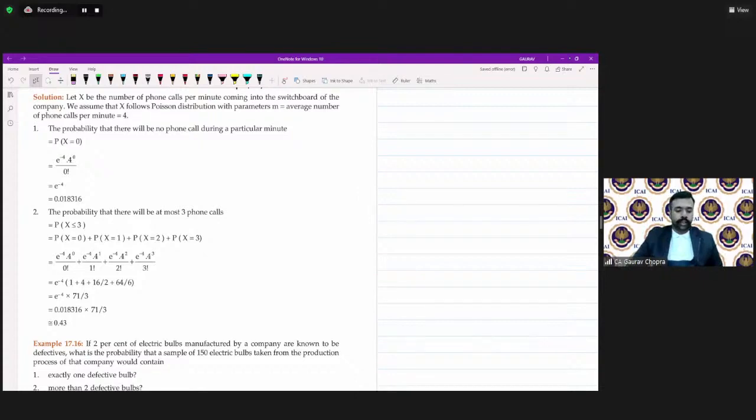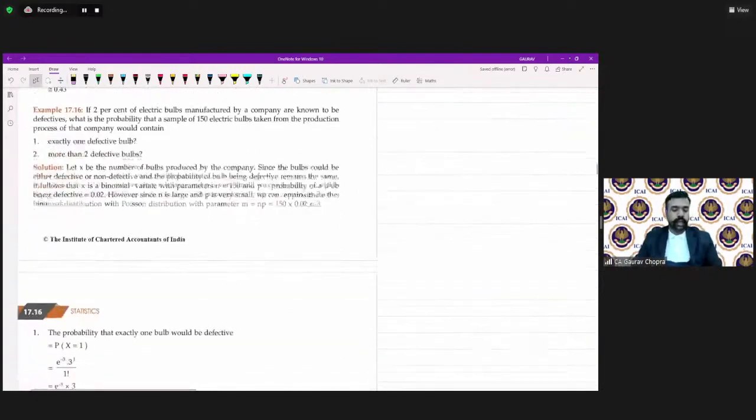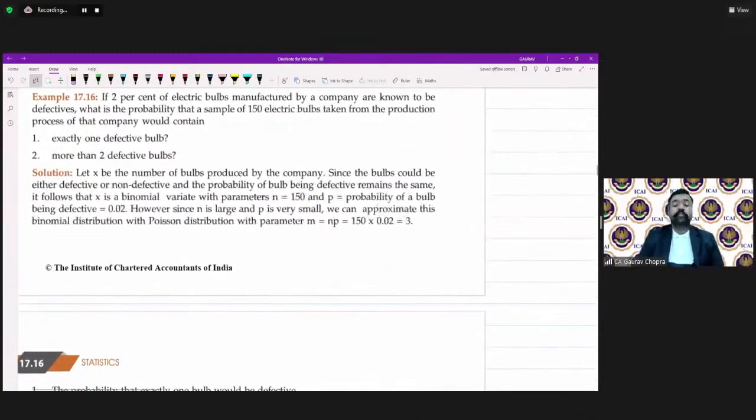So let us move towards the next question. And the next one says, if 2% of electric bulbs manufactured by a company are known to be defective. Now, what is given? 2% of the electric bulbs are defective. Now, what is the probability that a sample of 150 electric bulbs taken from the production process would contain exactly one defective bulb? It would contain exactly one defective bulb.